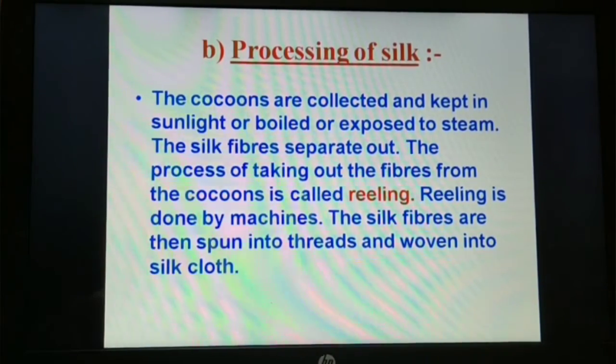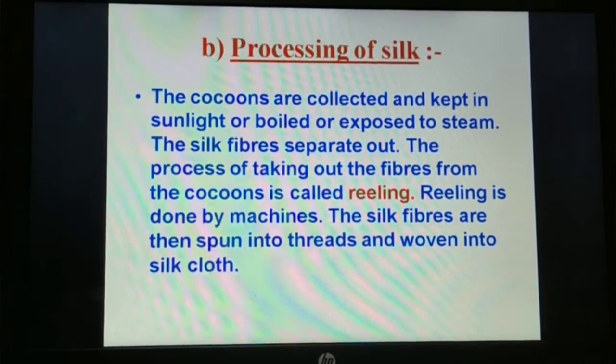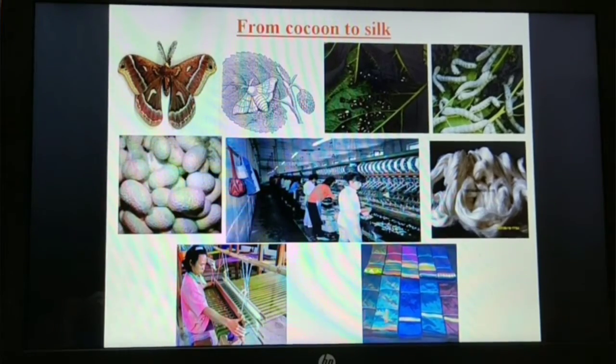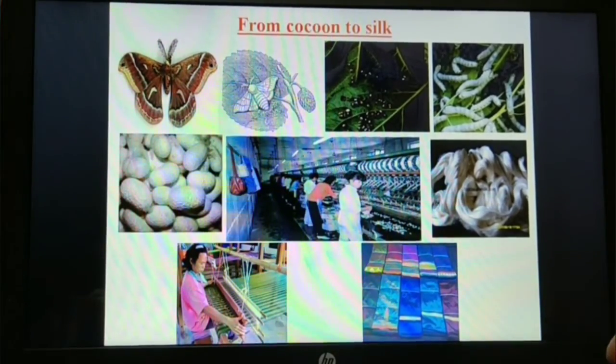The silk fibers are then spun into threads and woven into silk cloth. So this is how silk cloth is made. Now here you can see the industry and this is the entire procedure of the sericulture till the handloom industry, where the silk fibers are hand weaved, and then they are being converted into silk stoles, scarves, saris and all. So this industry is a handloom industry where the silk or cloth materials are handmade.